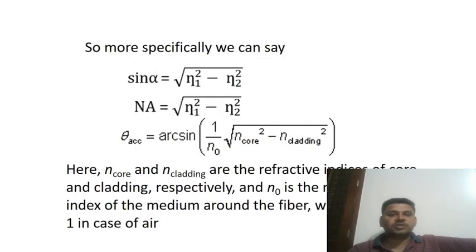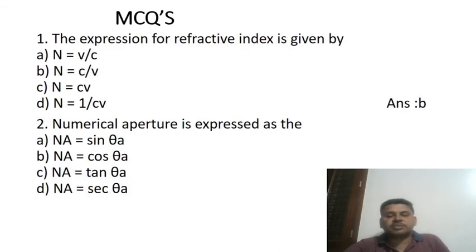For more specification, we can use sin alpha equal to the square root of n1 square minus n2 square. That is the numerical aperture, equal to the square root of n1 square minus n2 square. So this is the angle of acceptance. This is the way we discuss the angle of acceptance and the numerical aperture. After knowing this concept, today we will discuss some multiple choice questions.